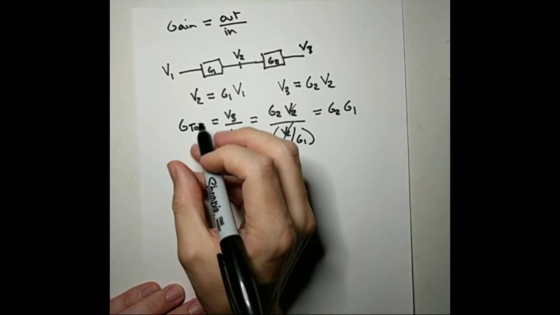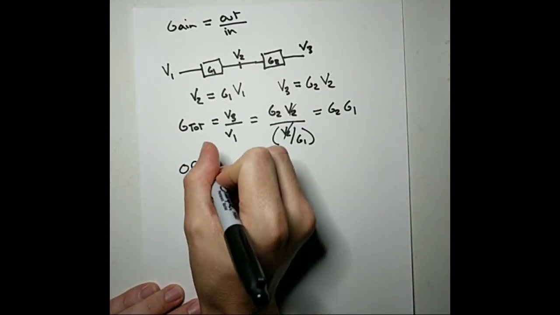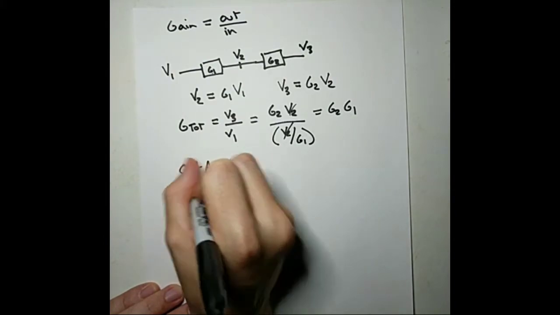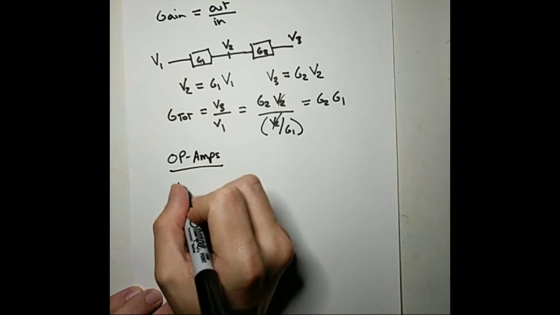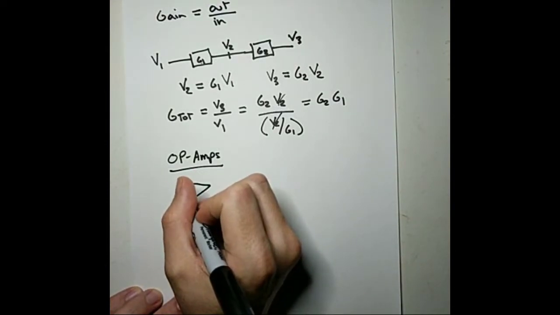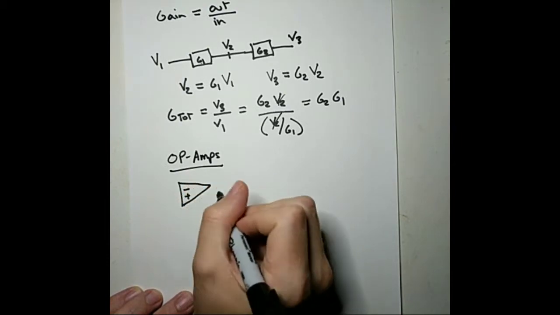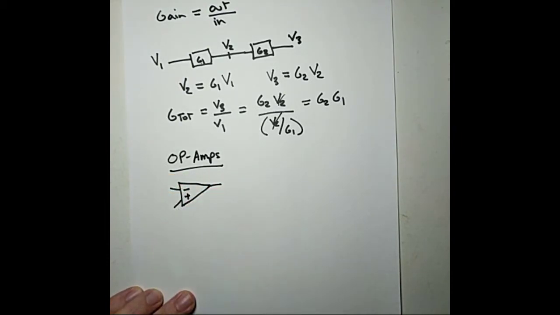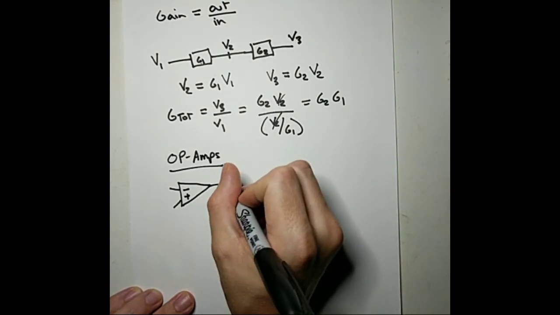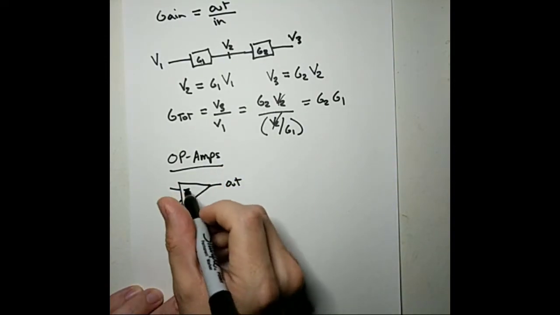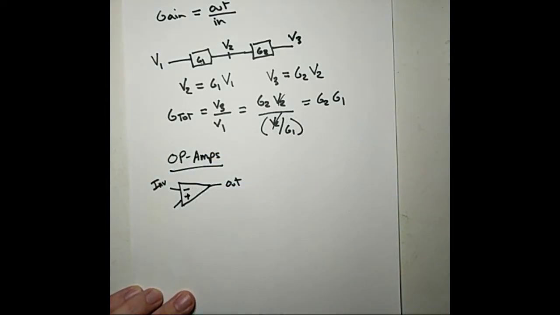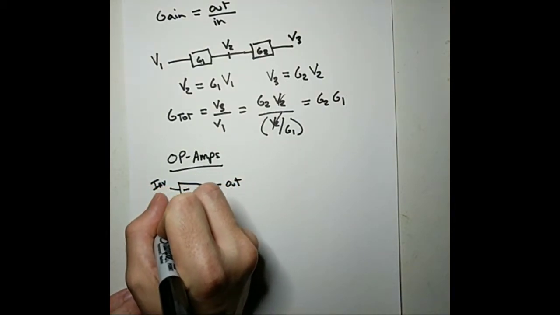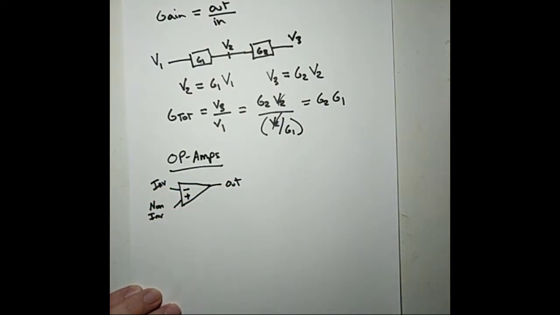Okay, so one of the big things we're going to be looking at in this lab are op amps. So op amps let us do a few things. Now an op amp shows up in a circuit like this. They're triangles, they have an output, and they have two inputs. The minus sign is called the inverting input, and the plus sign is called the non-inverting input.